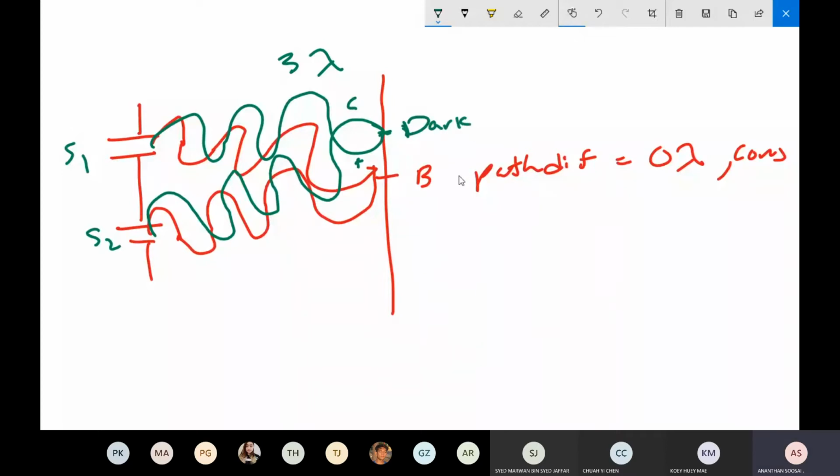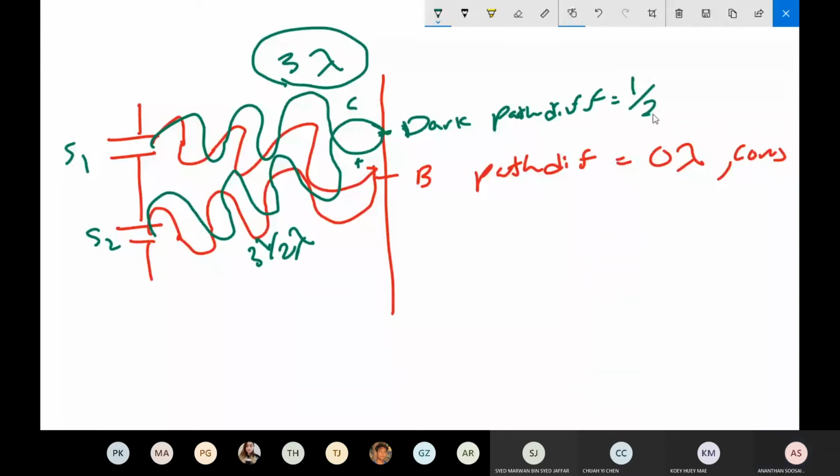So tell me, what is the condition to have a dark spot? The path difference must be how much? This travels 3 lambda, this travels 3.5 lambda. Then only the crest will meet with the trough at the end. So to have a dark spot, the path difference must be half lambda. Half lambda is a destructive interference. So at the bottom also you'll get a dark.